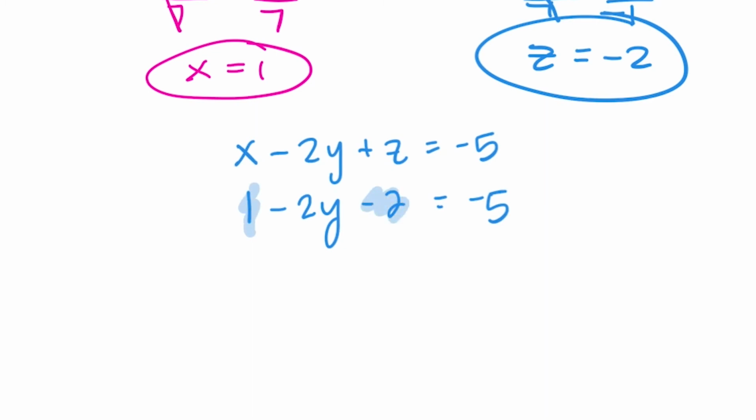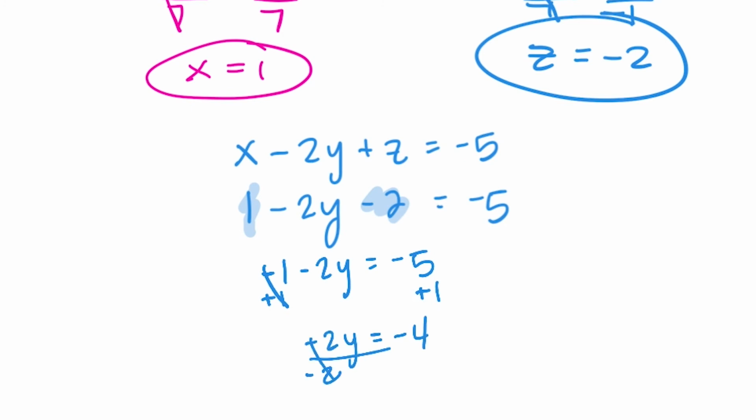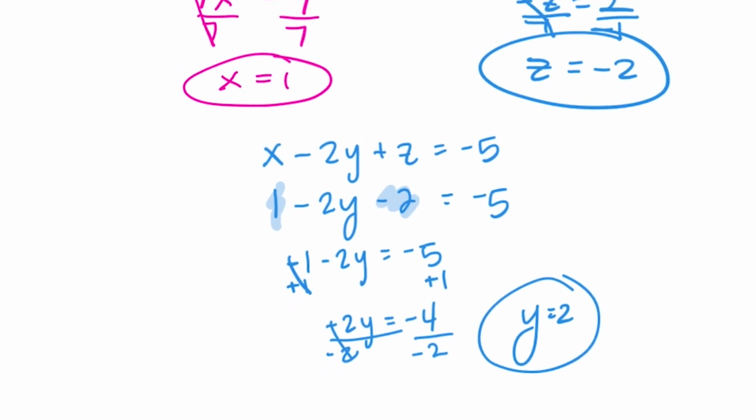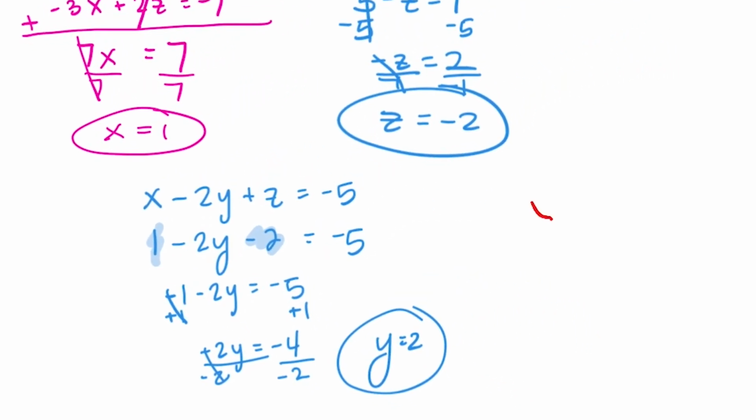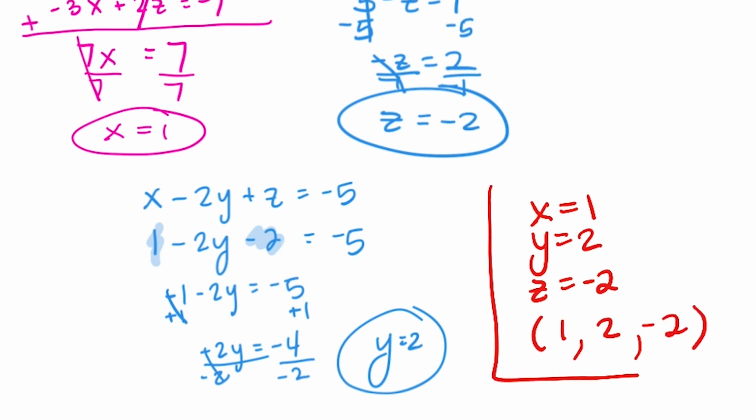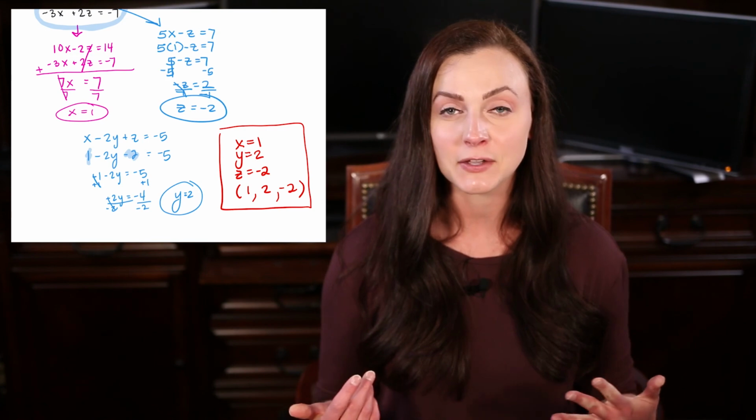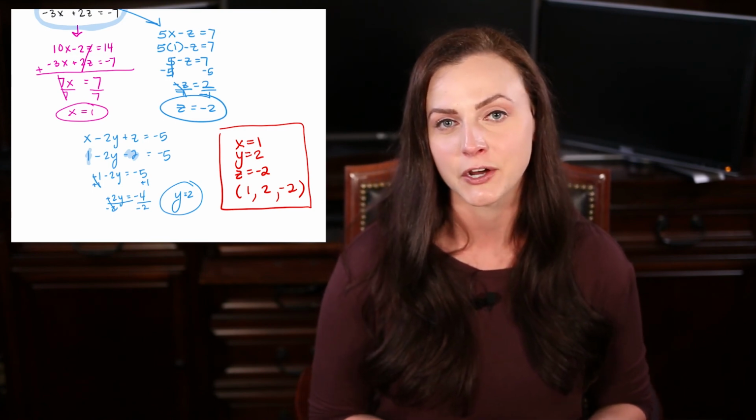Combining these two, we have negative 1 minus 2y equals negative 5. Adding 1 to the other side, we get negative 2y equals negative 4. And divide by negative 2, and we get y equals 2. So we have our solution, x equals 1, y equals 2, z equals negative 2. You can also write your answer in what's called an ordered triple, x, comma, y, comma, z. And that is how you use elimination to solve a system of 3 linear equations.